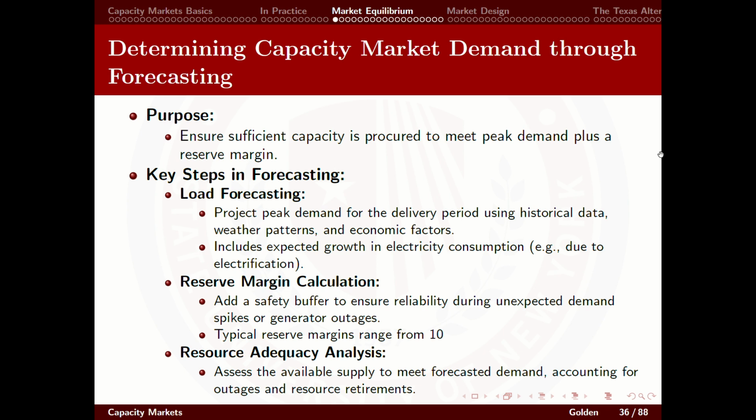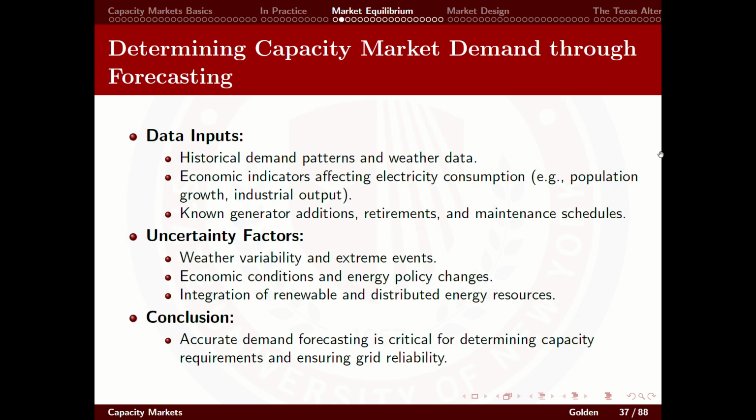Next, you want to calculate reserve margin, which is a safety buffer to ensure reliability during unexpected demand spikes and generator outages. Typical reserve margins have a pretty big range, but they start at 10%. You want to next analyze reserve adequacy, assess the available supply to meet forecasted demand, accounting for outages and retirements.